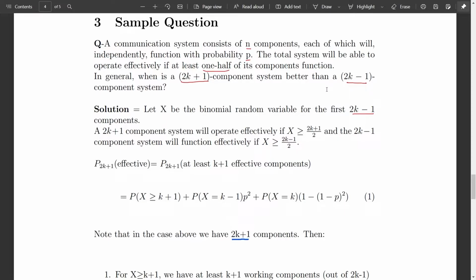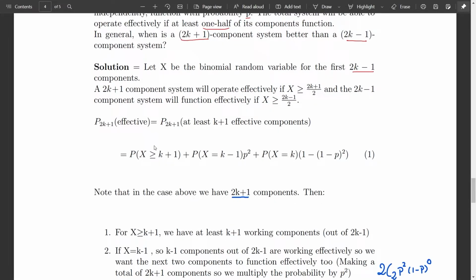Moving on to the solution, firstly we assume X to be a binomial random variable for the first 2k minus 1 components. A 2k plus 1 component system will operate effectively if X is greater than or equal to (2k plus 1) divided by 2. Similarly, a 2k minus 1 component system will function effectively if X is greater than or equal to (2k minus 1) by 2. It was already mentioned in the question that the total system will be able to operate effectively if at least one half of its components function.